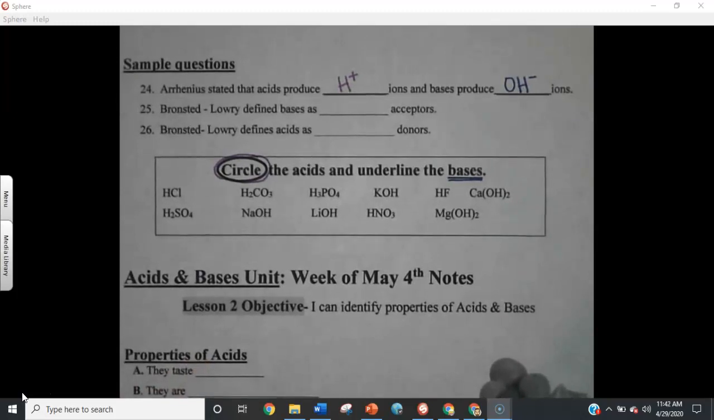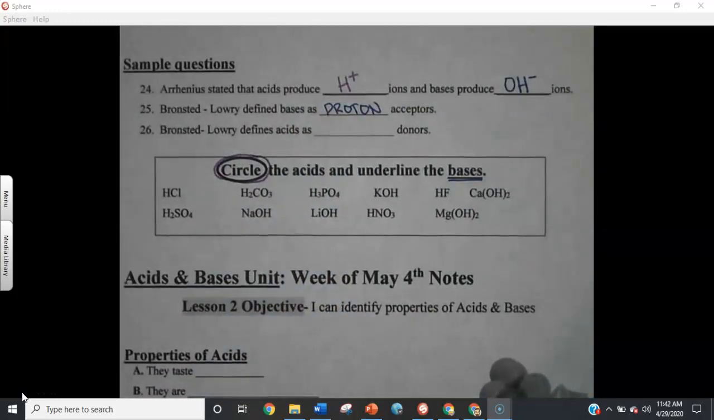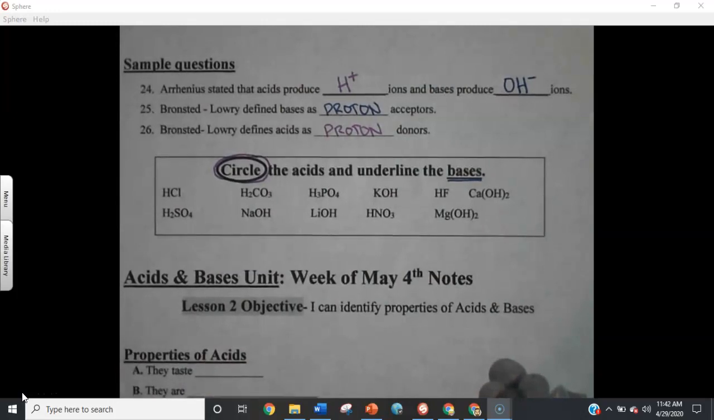Bronsted-Lowry defined bases as blank acceptors. That would be proton acceptors. And acids as proton donors. So not electrons. This has nothing to do with electrons.